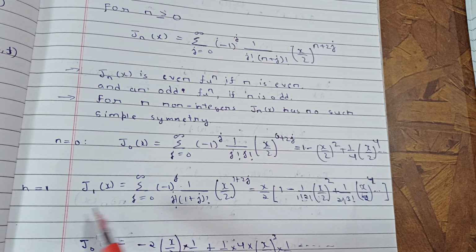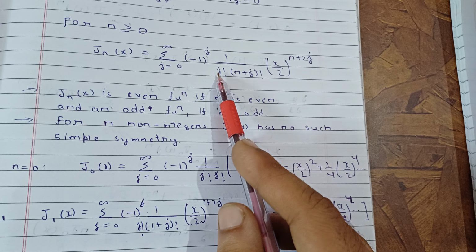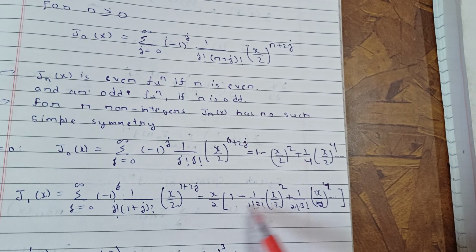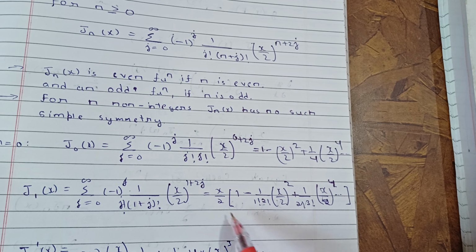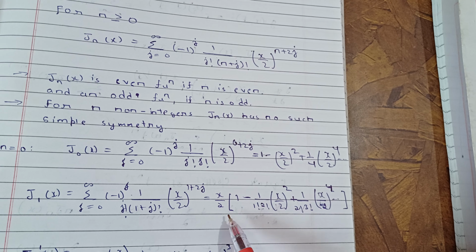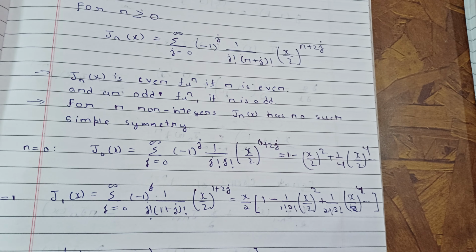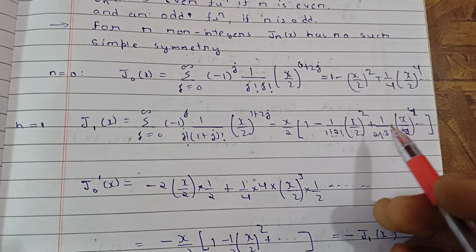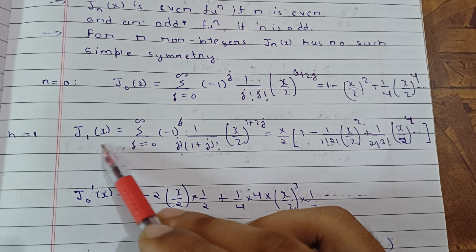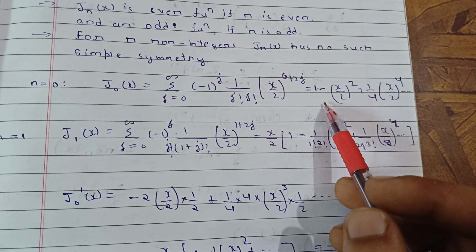Now for n equal to 1, it will be 1 here, and again put the value for j equal to 0, then 1, then 2, and 3, then you will get your series. Now see, if you take x/2 common from it, this will again give you this result. Means you have J1(x), this will be this, and you have J0(x), this will be this. You know how to find this, I already told you.